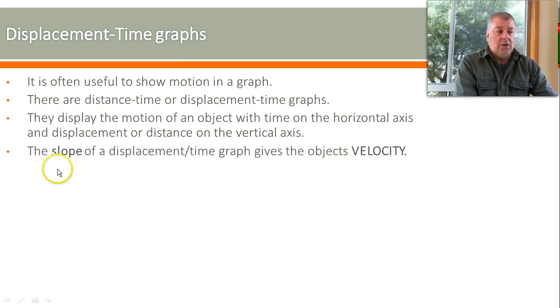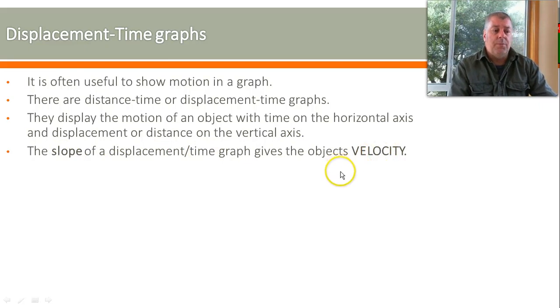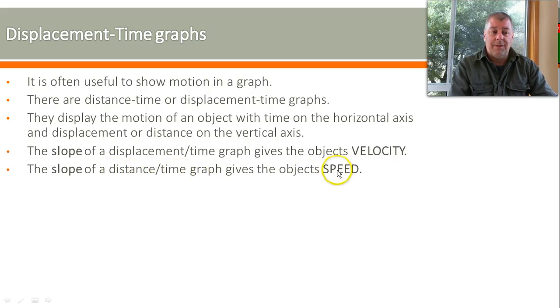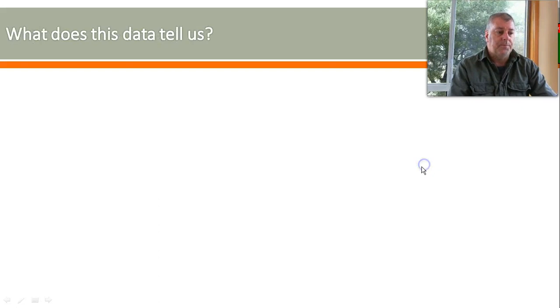And the slope on a displacement time graph gives you the velocity, and we'll look at that shortly. And so what do you think the slope on a distance time graph gives us? It gives us speed, and that's a very important interpretation. So when you're looking at a graph that's describing motion, you need to know which sort of graph you're looking at, and usually it's given to you on the labels, because that changes your interpretation and what you're actually saying about it.